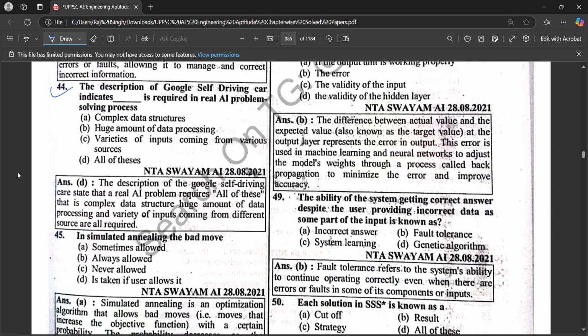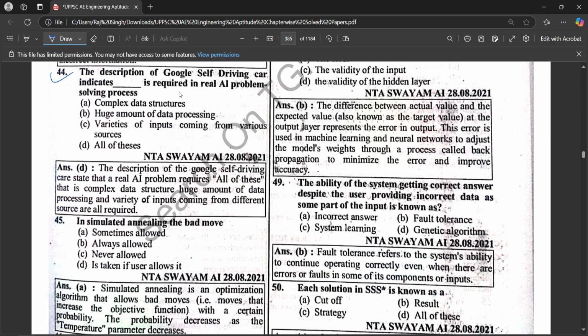The description of Google's self-driving car indicates dash is required in real AI problem solving process. Complex data structure, huge amount of data processing, varieties of input coming from various sources.